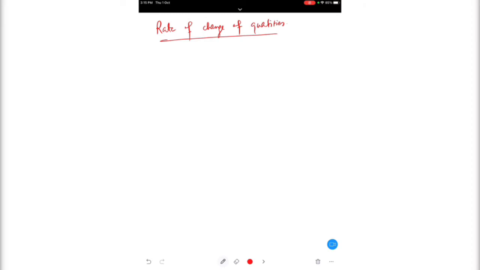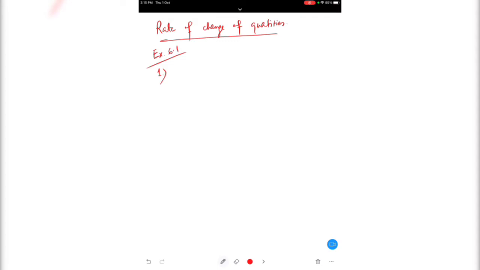Now, exercise 6.1, question number 1. Read the question and look at what it says. Find the rate of change of area of a circle with respect to its radius r when r is equal to 3 centimeter. Read the question, guys. Acha, page number 197.